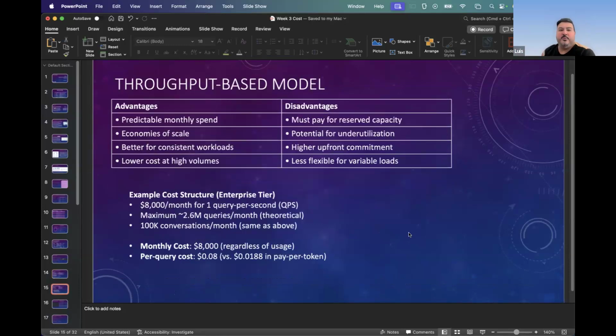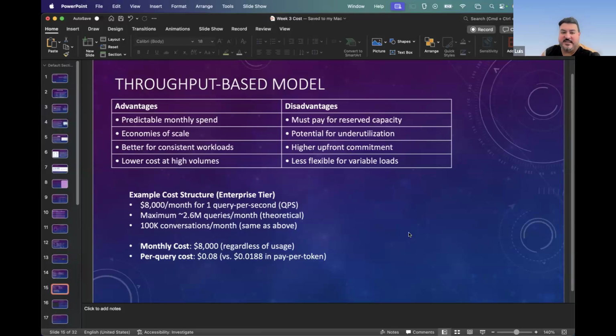So what is a throughput-based model? You're pretty much leasing an LLM model that's dedicated just to your enterprise. And with this lease on the LLM model, you get the following advantages. It's a predictable monthly spend, a fixed cost per month. It doesn't matter if there are 1,000 people using it versus 2,000 or 5,000. It's going to be a forecasted monthly spend each time.